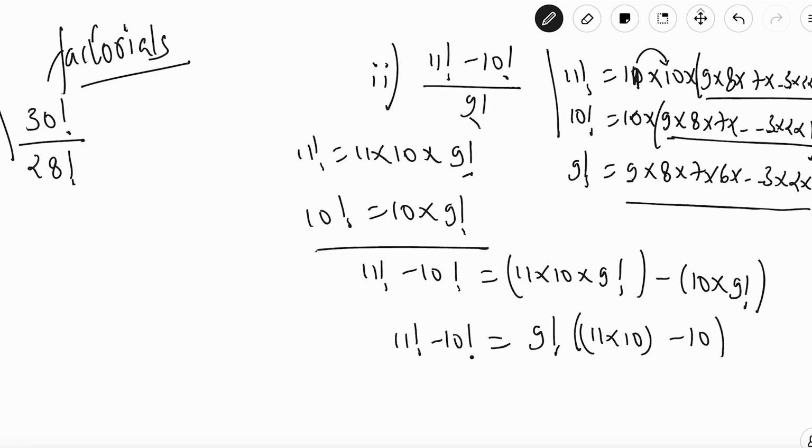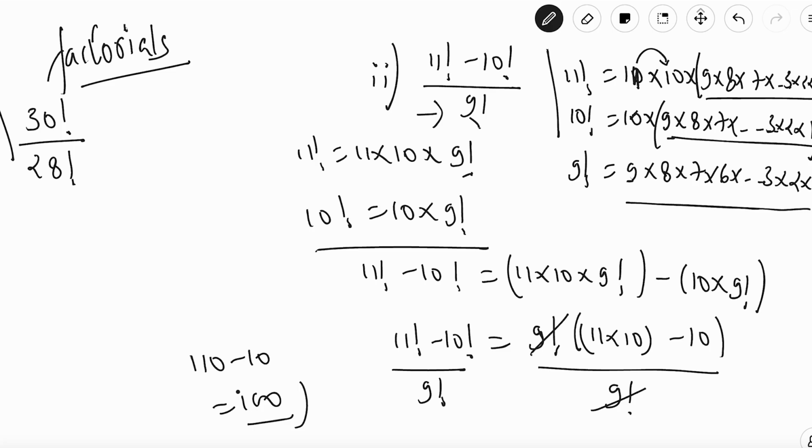11 factorial minus 10 factorial, when we divide by 9 factorial, because in our question we have denominator of 9 factorial. So this becomes the entire problem. So 9 factorial gets cancelled out. Finally the value is 110 minus 10, which is 100. This is the solution for this problem. So this is equal to 100.